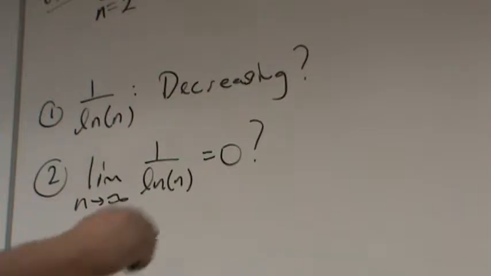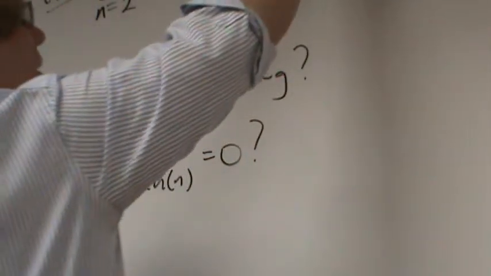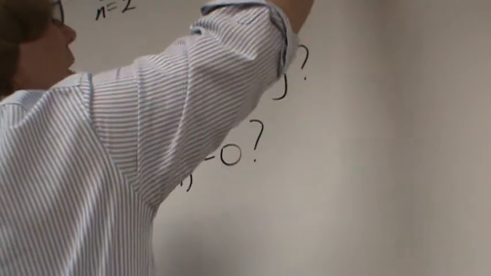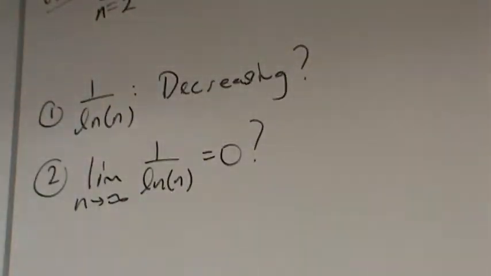Good. Now, let's look at whether the non-alternating cousin himself converges or diverges. Hey, does that guy converge or diverge?